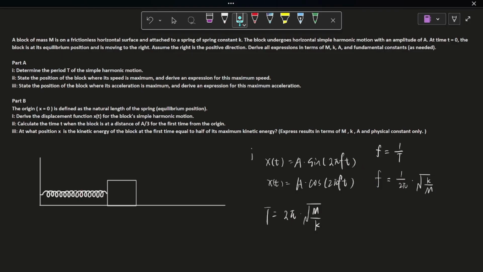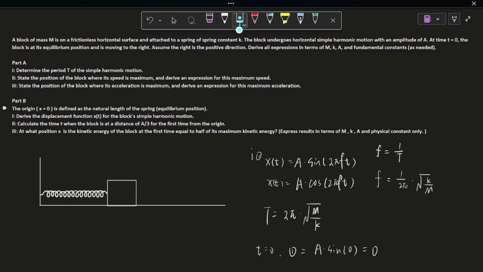Okay, now let's look back to the question. At t equals 0, the block is at its equilibrium position. For those of you who find it hard to understand, just plug in t equals 0. So let's plug into the first one. When t is equal to 0, the first equation is equal to A times sine 0, because 0 times frequency times 2 pi is 0, and it's equal to 0.